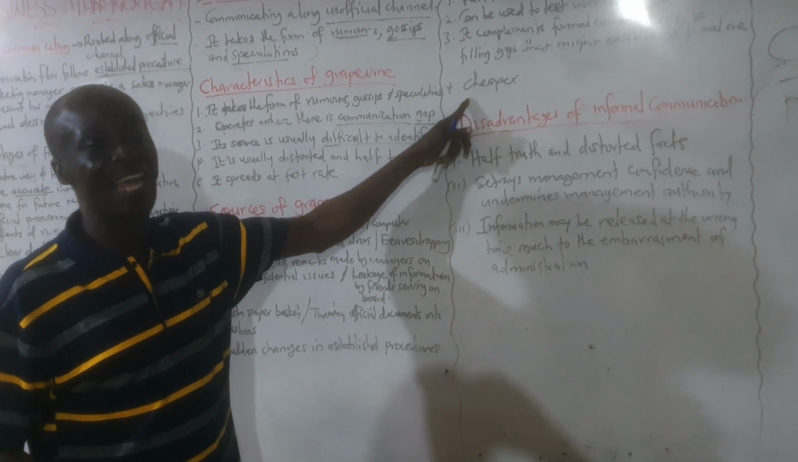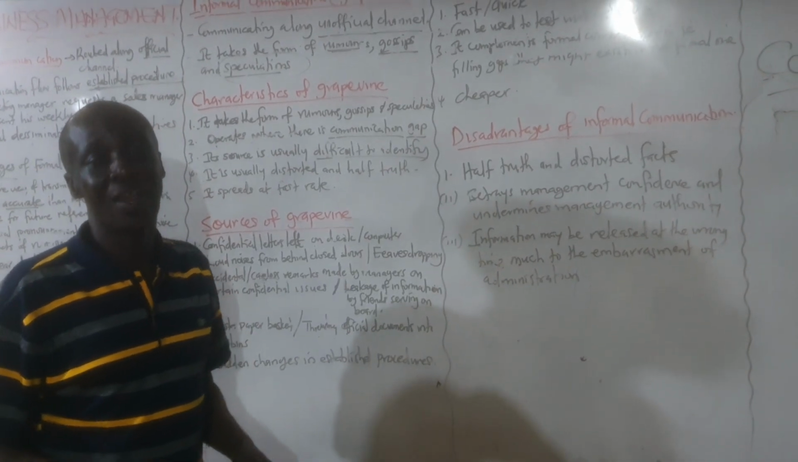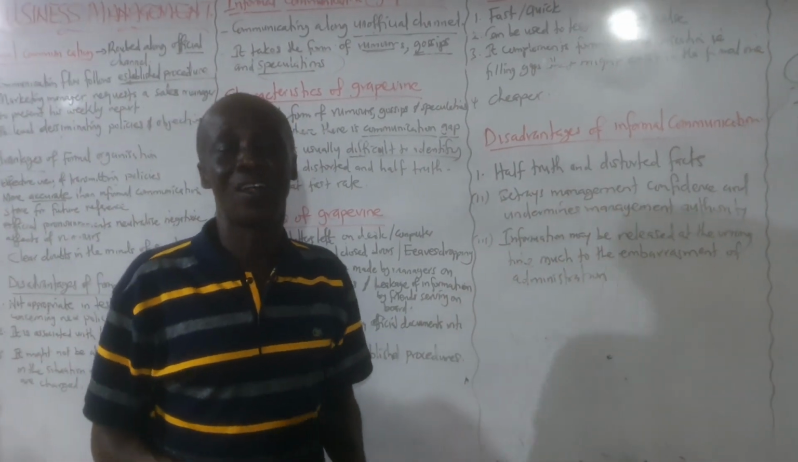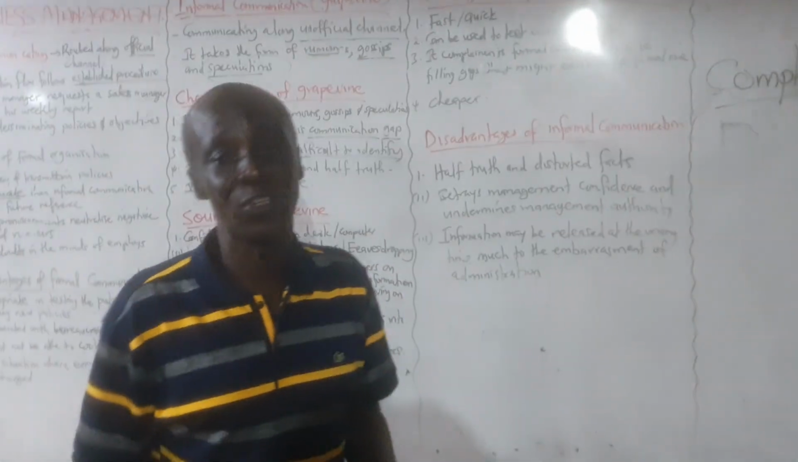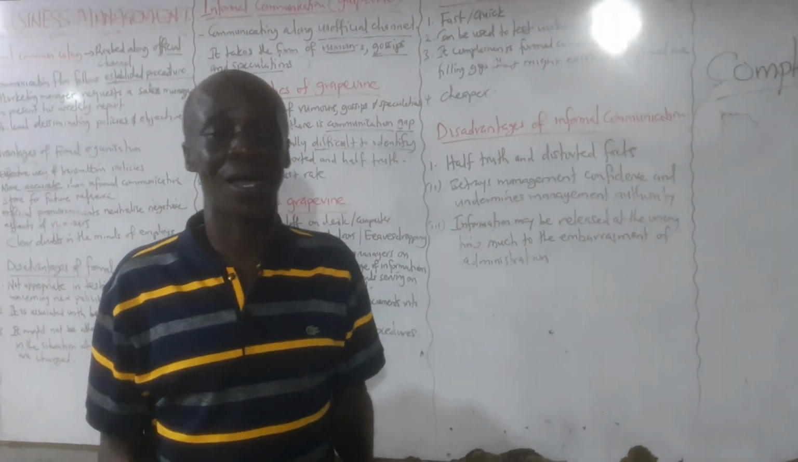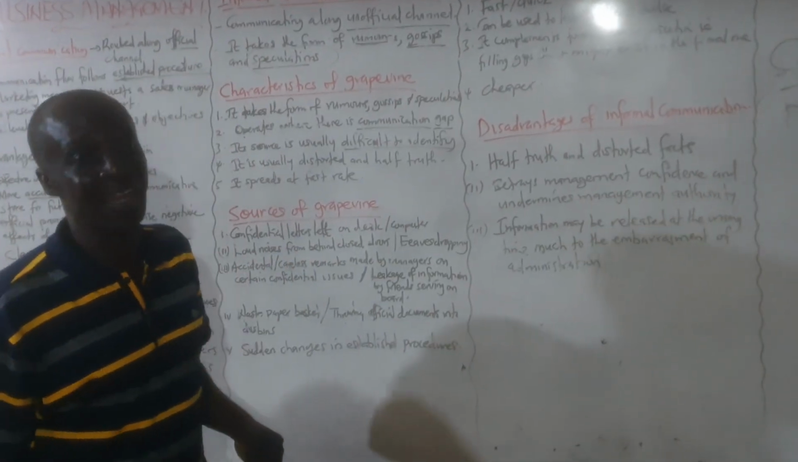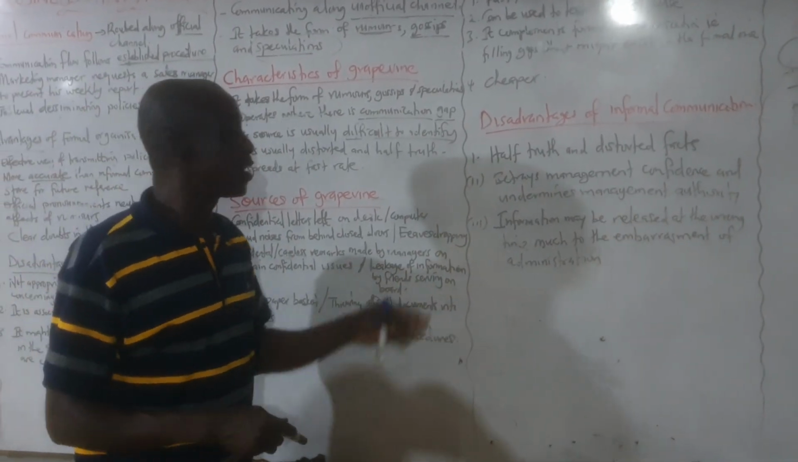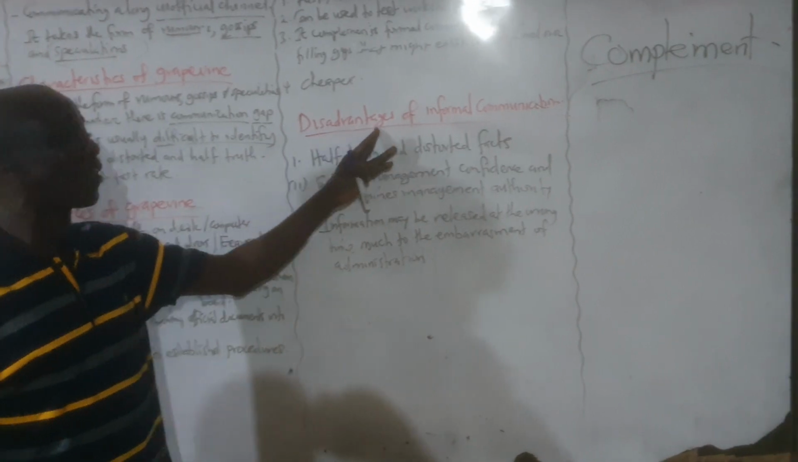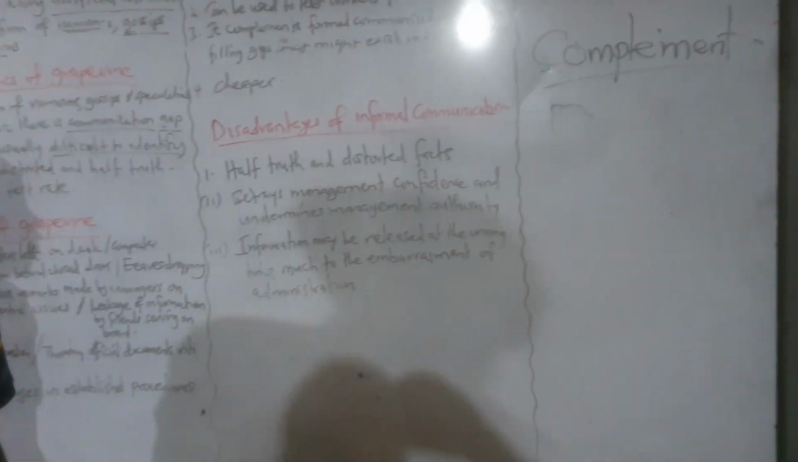The last one is that it is cheaper. Now, how much do you pay for those who are spreading the information? You don't pay anything, so it is cheaper. The last aspect of our lesson this evening is that of disadvantages of informal communication.